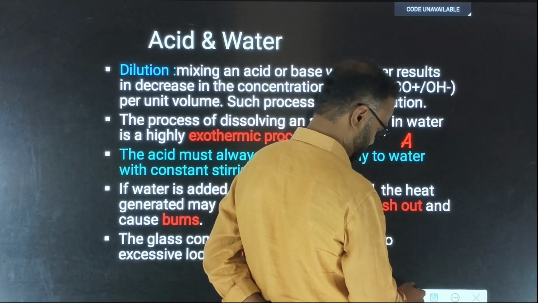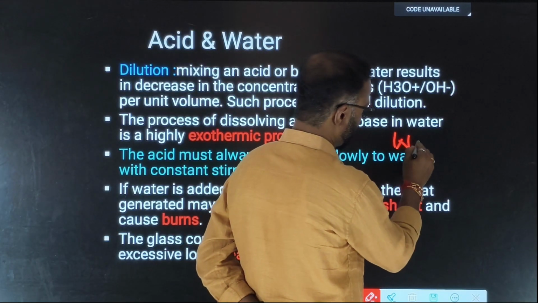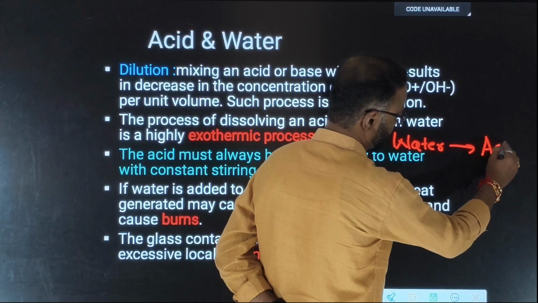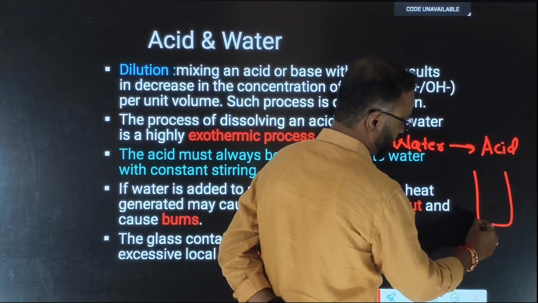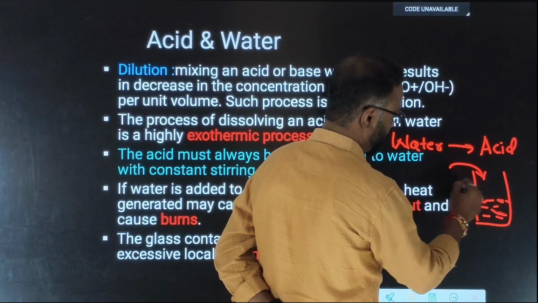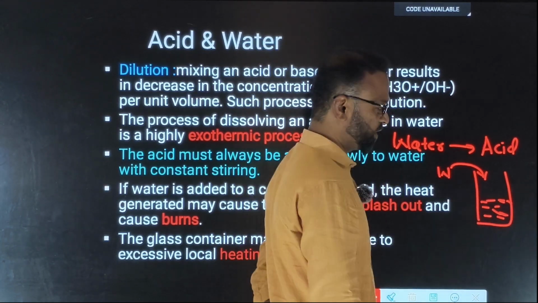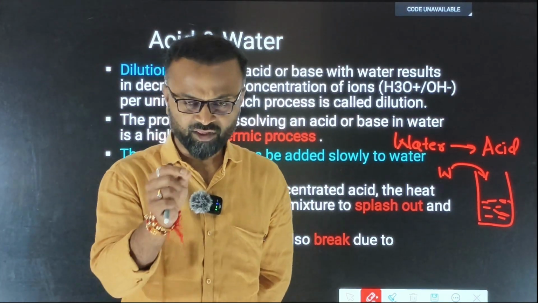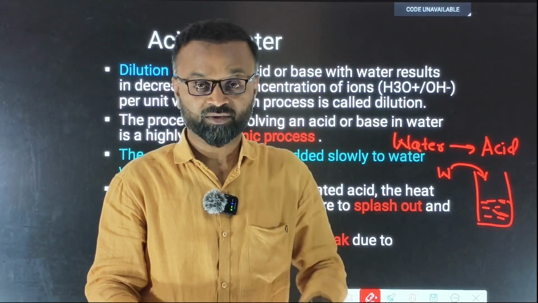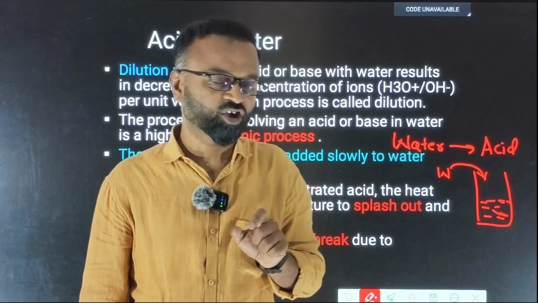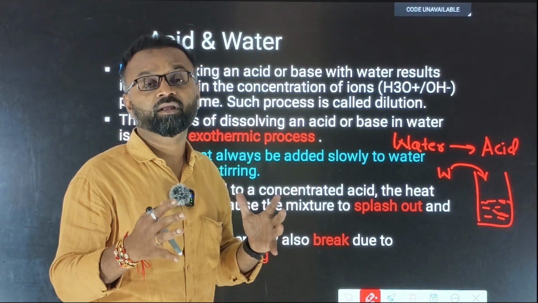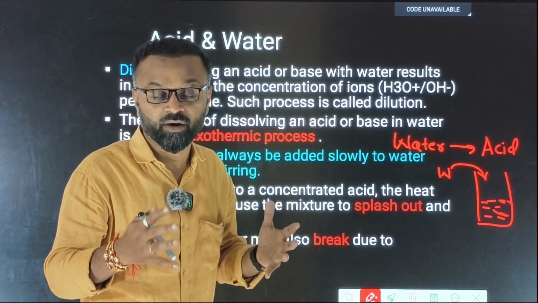See here, if we add water into the acid, that means this is the acid and I am adding the water into it, what will happen? The reaction between the water and acid is highly exothermic. An exothermic reaction is a type of reaction in which a large amount of heat energy is liberated.